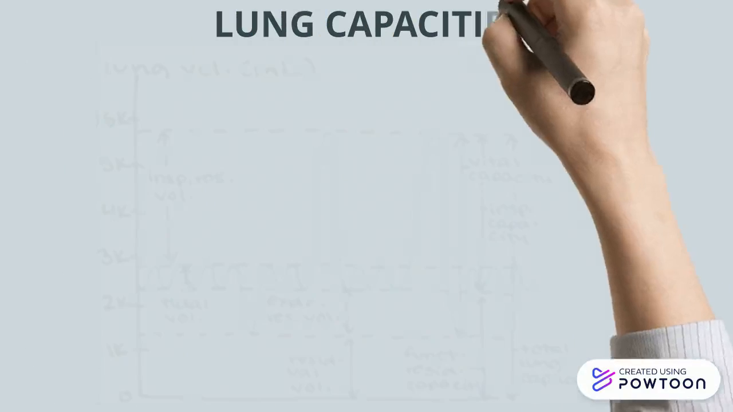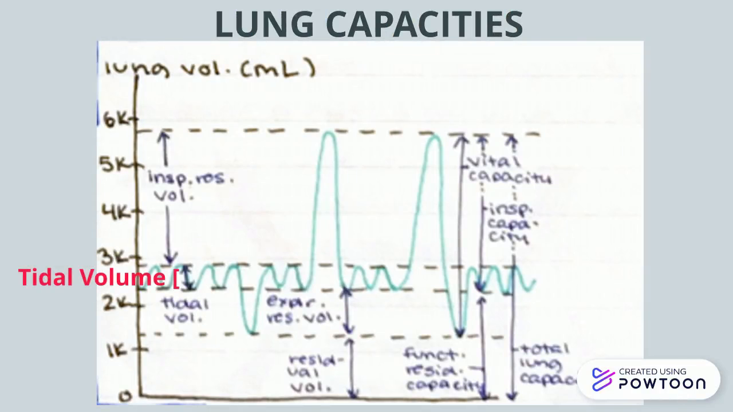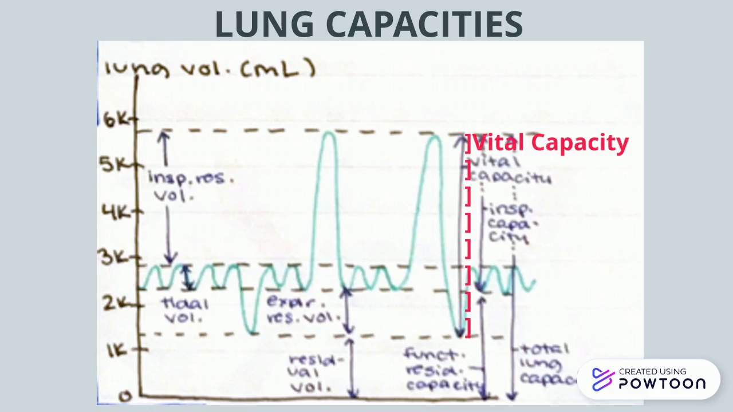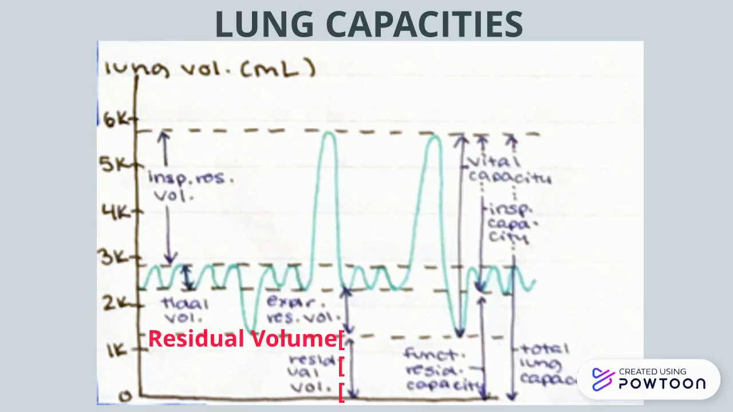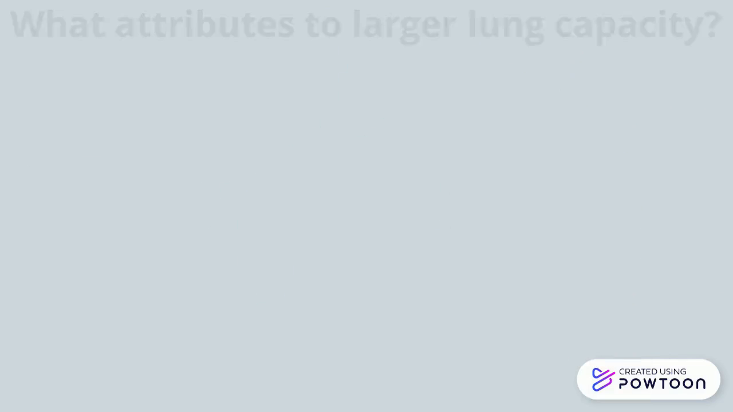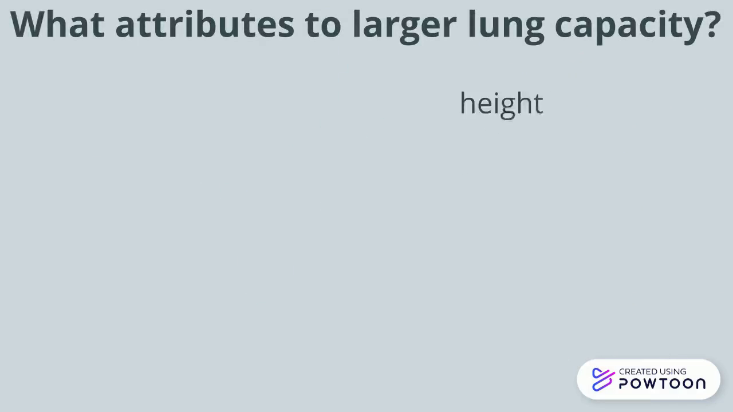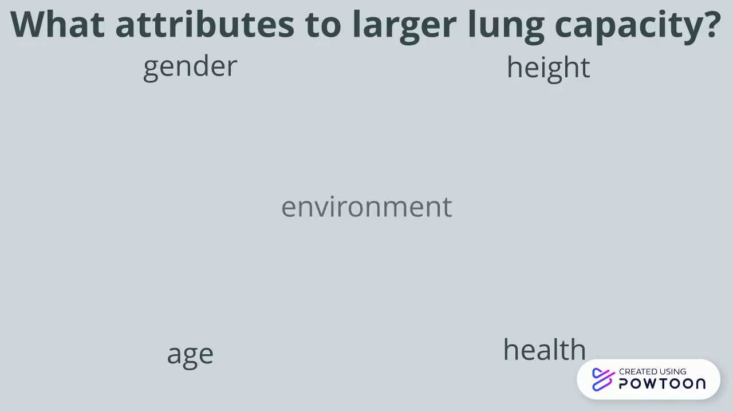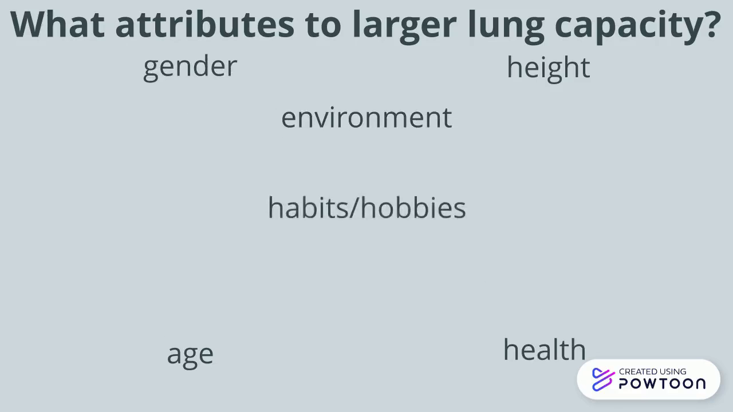Let's take a look at lung capacities. Tidal volume is normal breathing at rest. Vital capacity is maximum exhalation after maximum inhalation. Residual volume is air that never leaves the lungs and keeps the alveoli open. What attributes to a larger lung capacity? Height, age, health, gender, environment, habits, hobbies, and if you are an athlete.